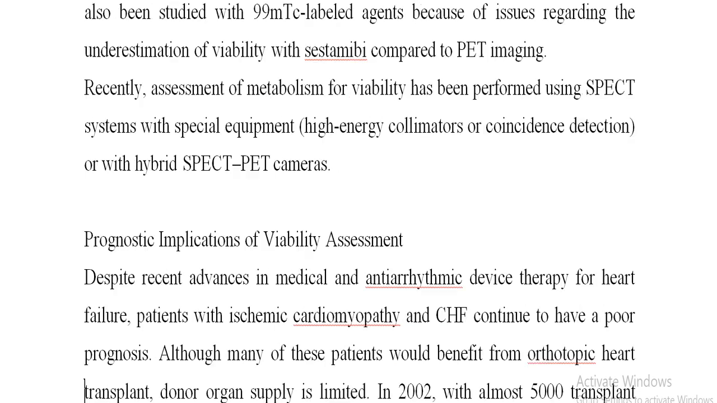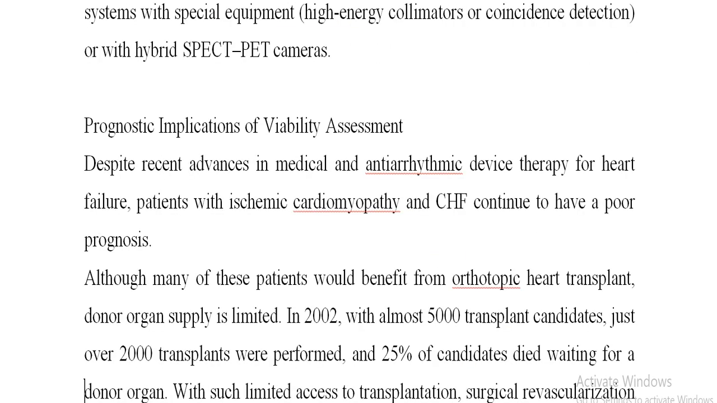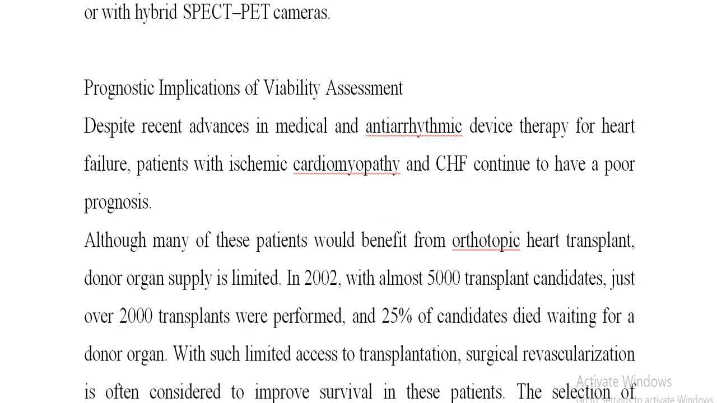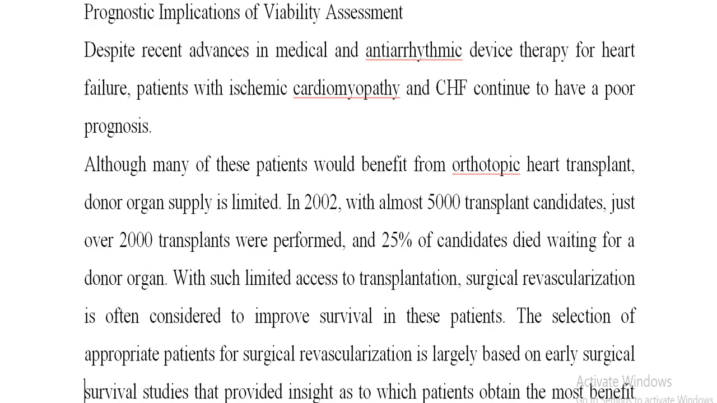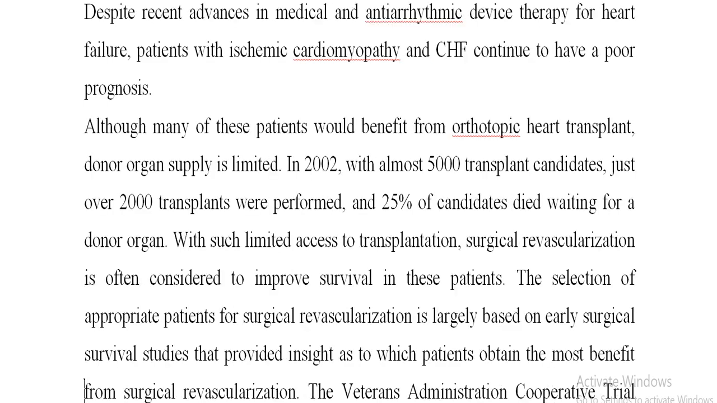Prognostic implications of viability assessment. Despite recent advances in medical and antiarrhythmic device therapy for heart failure, patients with ischemic cardiomyopathy and CHF continue to have a poor prognosis. Although many of these patients would benefit from orthotopic heart transplant, donor organ supply is limited. In 2002, with almost 5,000 transplant candidates, just over 2,000 transplants were performed, and 25% of candidates died waiting for a donor organ. With such limited access to transplantation, surgical revascularization is often considered to improve survival in these patients.